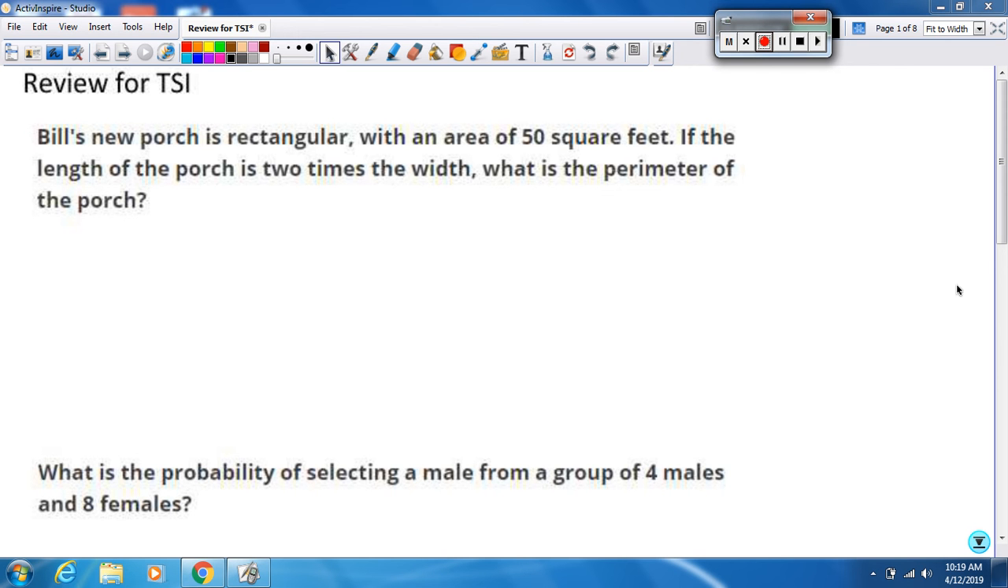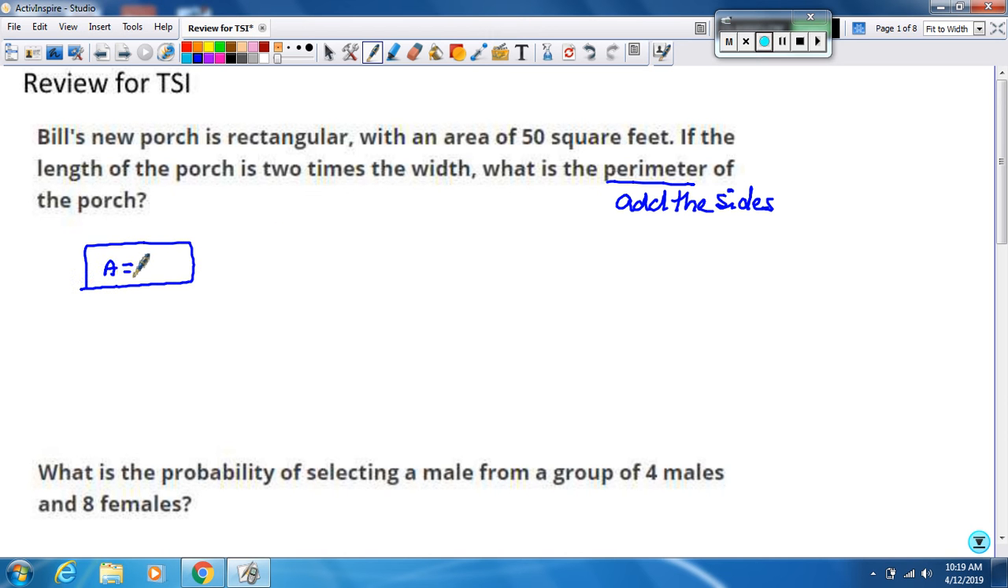Bill's new porch is rectangular with an area of 50 square feet. If the length of the porch is 2 times the width, what is the perimeter of the porch? Okay, perimeter means add the sides. It is a rectangle. The area is 50. The length of the porch is 2 times the width.